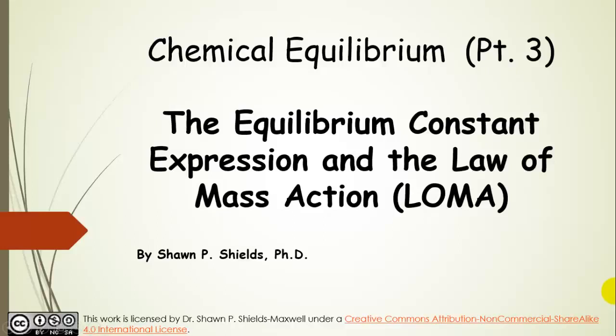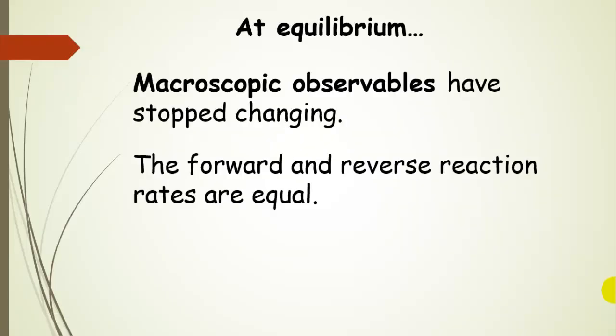Chemical Equilibrium Part 3, the equilibrium constant expression and the law of mass action. Okay, so let's remind ourselves of a few things about equilibrium. Macroscopic observables have stopped changing once the system reaches equilibrium. And also remember that the forward and reverse reaction rates are equal once the system reaches this equilibrium state.